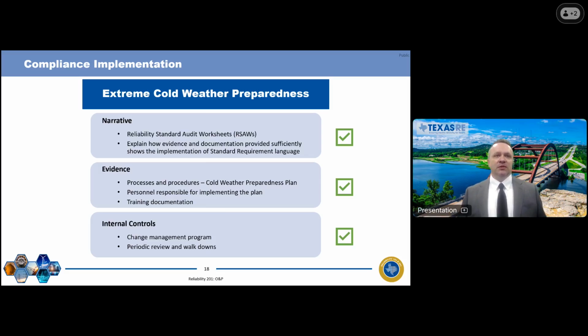What are the internal controls around some of this? As I said, walkdowns, checklists, change management, and lessons learned. If something in your facility changes, how is that going to affect your cold weather plan? How is that going to affect your training program? Your walkdowns and your checklists can also generate lessons learned and feed back to your plan and your training.